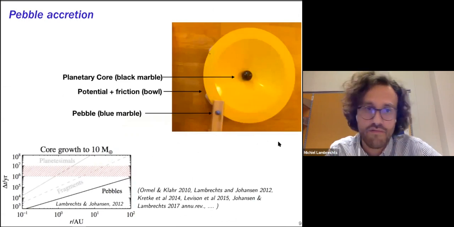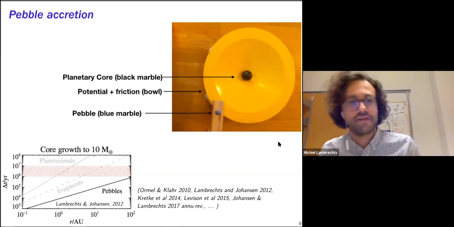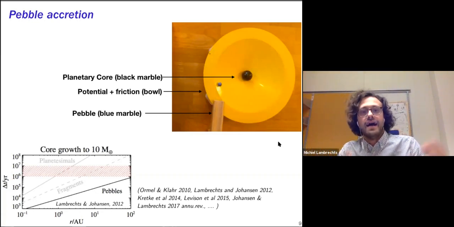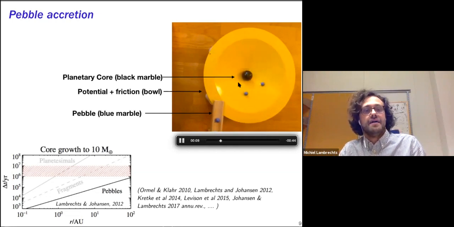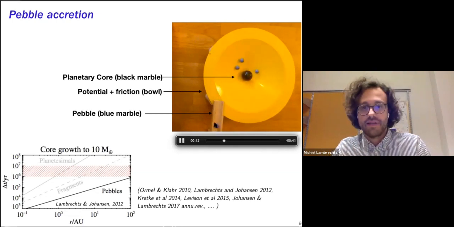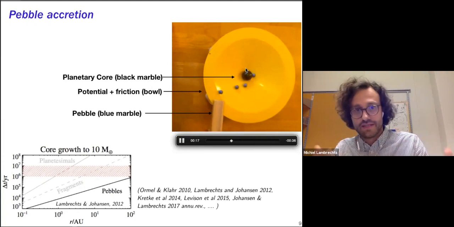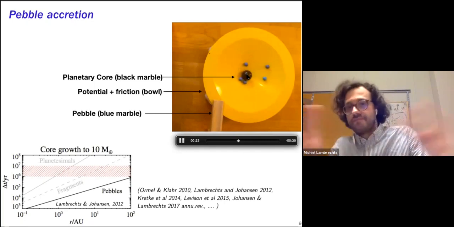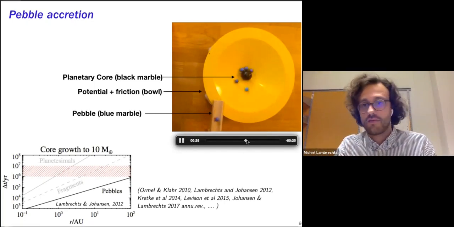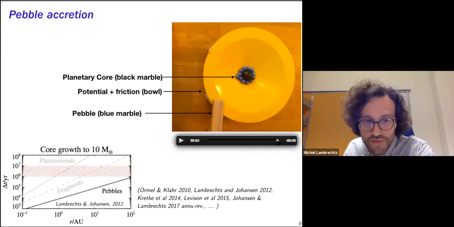You can simplify this even more with an analogy that I use to explain what I'm doing at work all day to my 5-year-old son. Basically, you have centrally a planetary core, which is this black marble. It's embedded in a potential, and pebbles come in with an approach velocity, and then they encounter the potential. There's friction, which dissipates the orbit, and they get accreted on top of the central object. So these marbles are the pebbles by analogy. You can fast forward a little bit, and you see that the object grows in mass. It's a very efficient process.